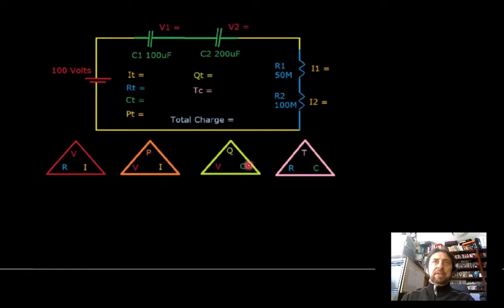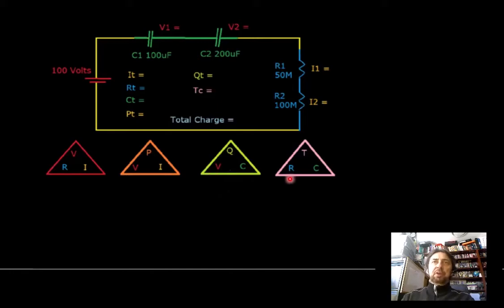So you can see over here also in this green triangle, if we've already got the voltage, which we do at 100 volts, and we can calculate the total capacitance, and I'll show you how to do that very shortly by adding these two values of capacitance and then inverting the fraction to get the total capacitance, and then multiplying it by the volts to get the total coulombs.